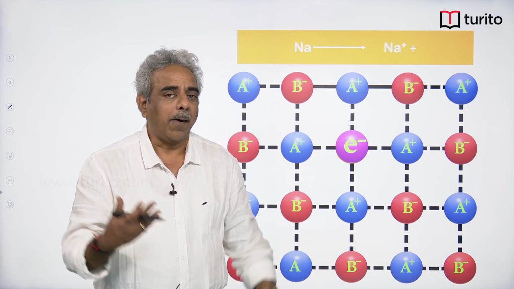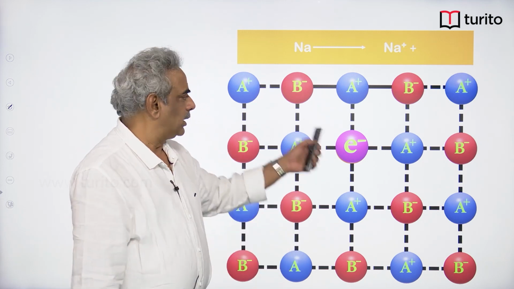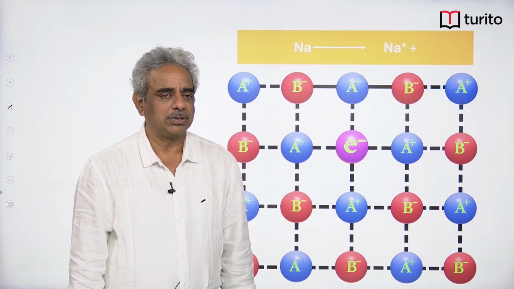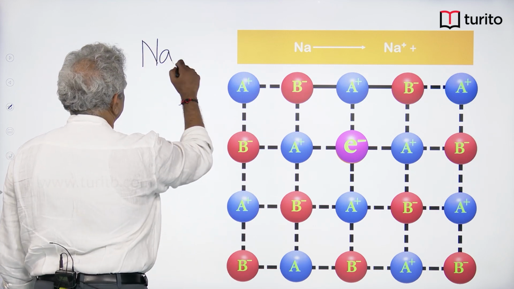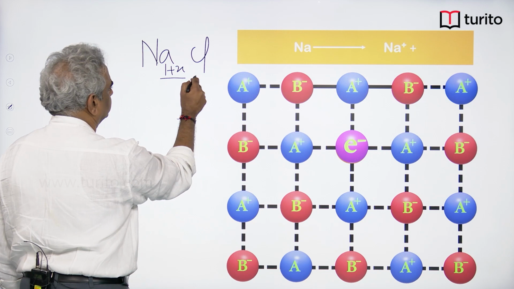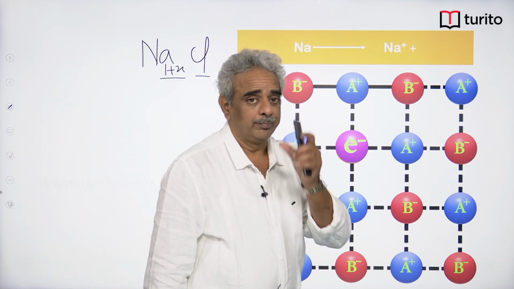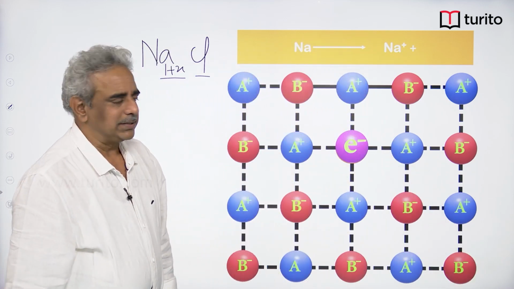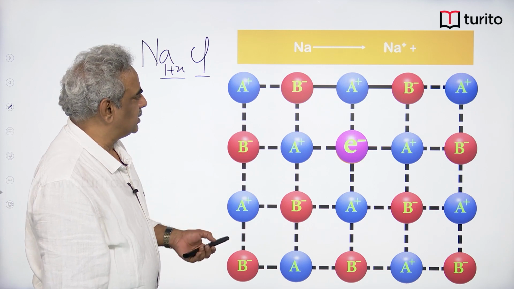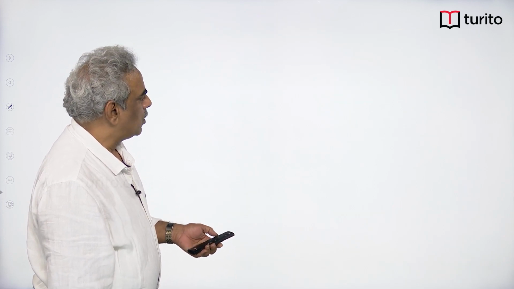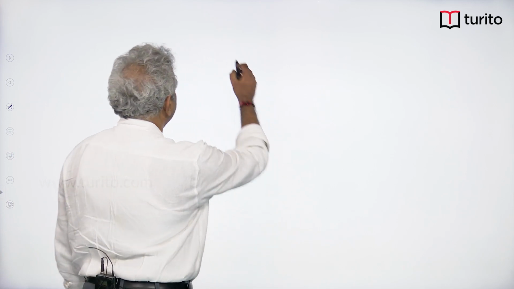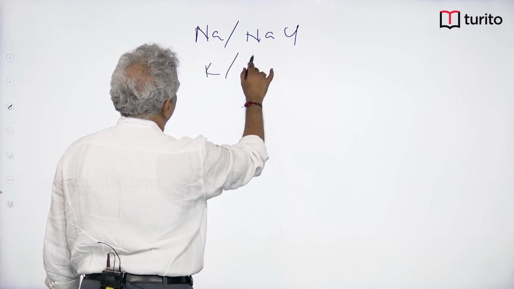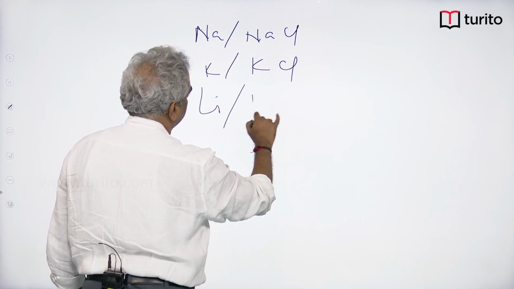So, what do we call it? Metal excess defect. Now, are A and B maintaining a stoichiometric ratio? No way. A is more, B is less. You do not call it sodium chloride, but Na 1 plus X Cl. There is some extra sodium. The electron will occupy some anionic void, anionic place. So, this is metal excess defect. Now, coming to metal excess defect, there is sodium excess in sodium chloride, potassium excess in potassium chloride, lithium excess in lithium chloride.